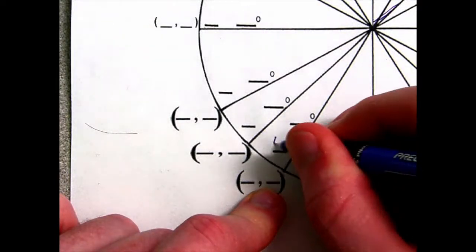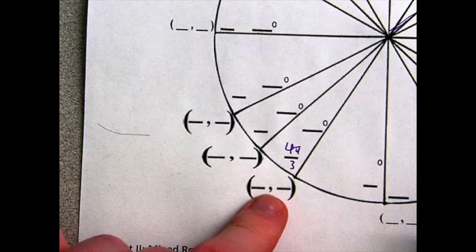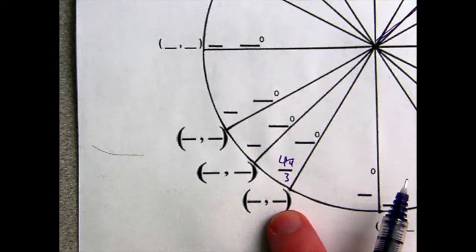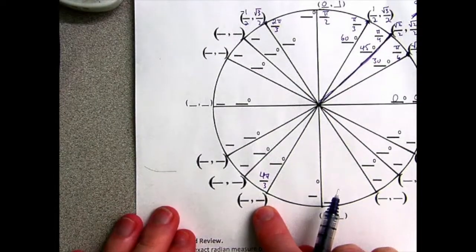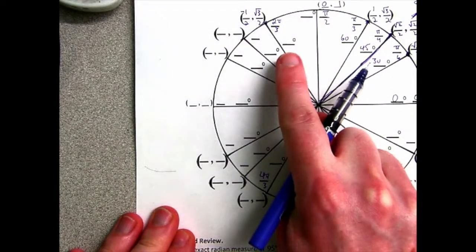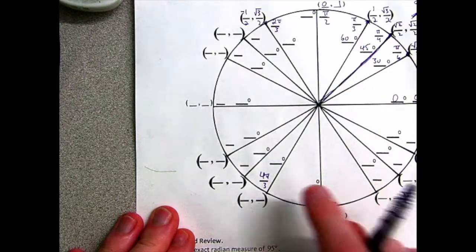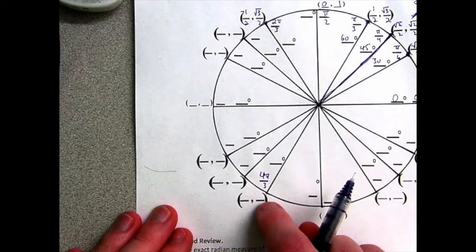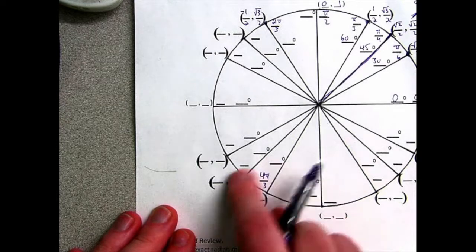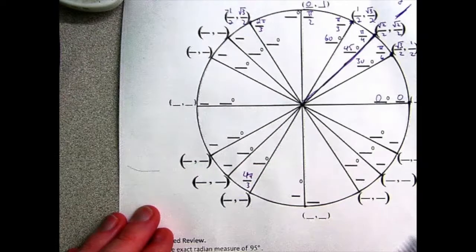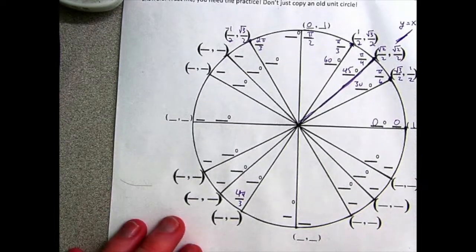The coordinates here are going to be the same as the coordinates of 2 pi over 3 and pi over 3, except that both of the x and y coordinates will be negative because 4 pi over 3 is in this quadrant. And that's actually true for all the angles, and it's one of the advantages of measuring things in radians.